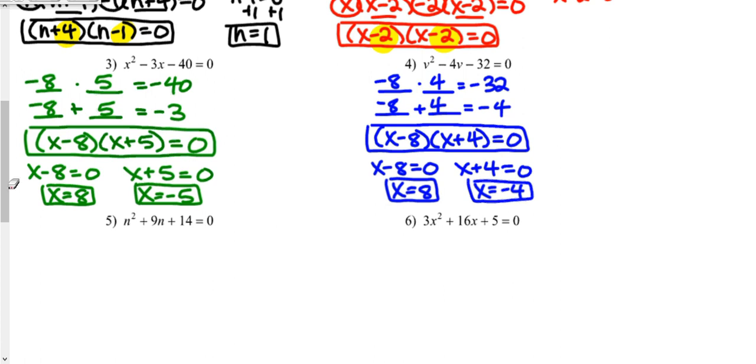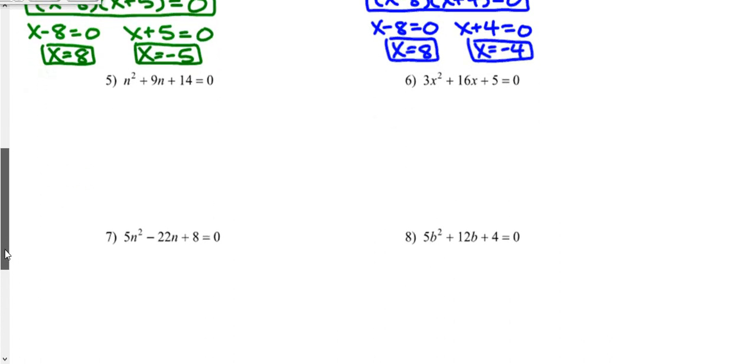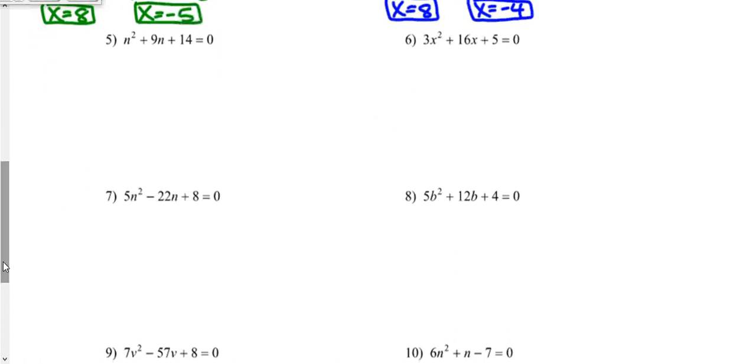Okay, so moving on to 5, I'm going to look for a greatest common factor. I don't have one, so I'm going to go into the factoring process. So numbers that multiply to give us a times c, which would be 14, and add to give us our middle number, which is 9. And those numbers would be 7 and 2.